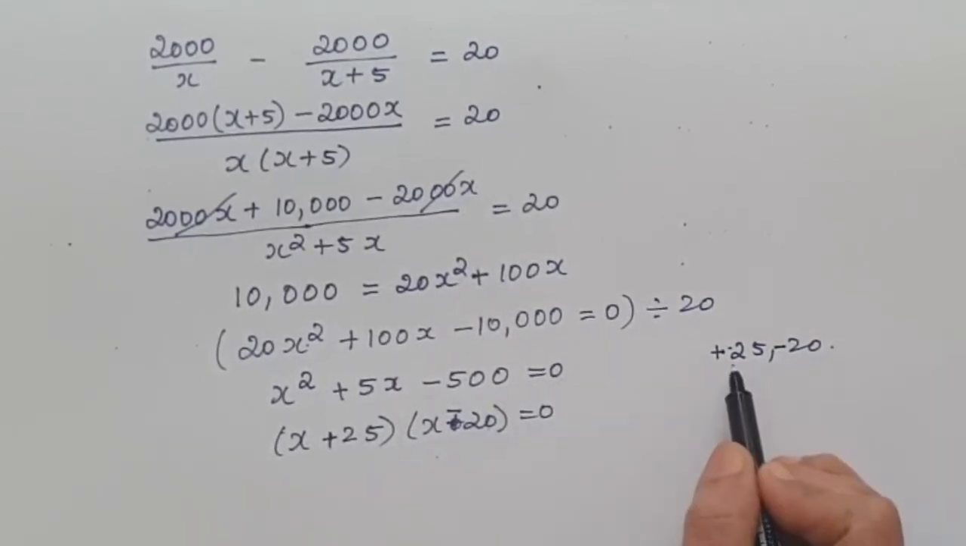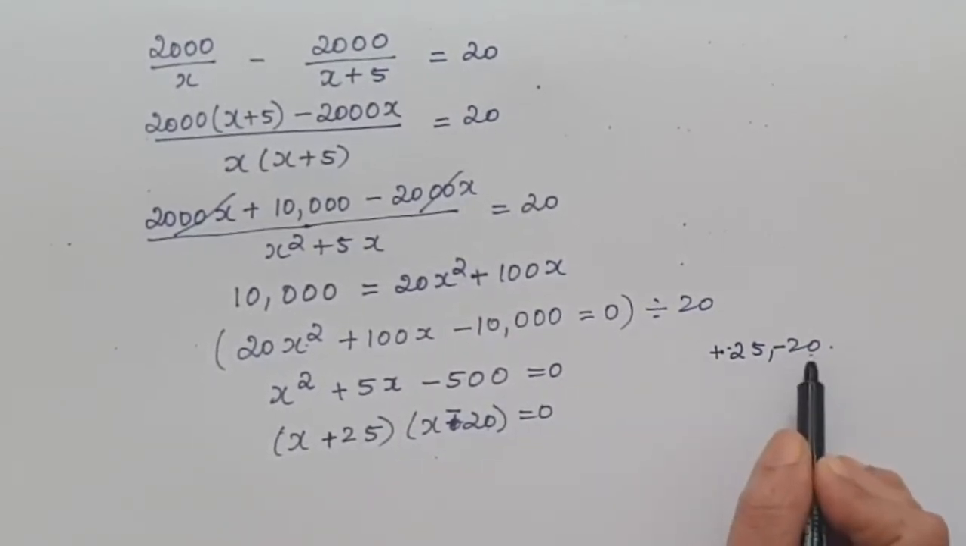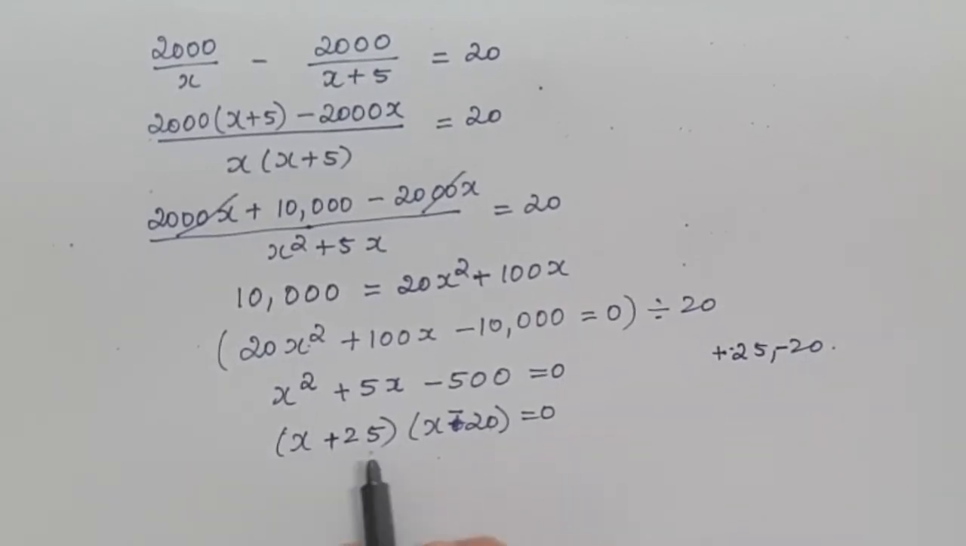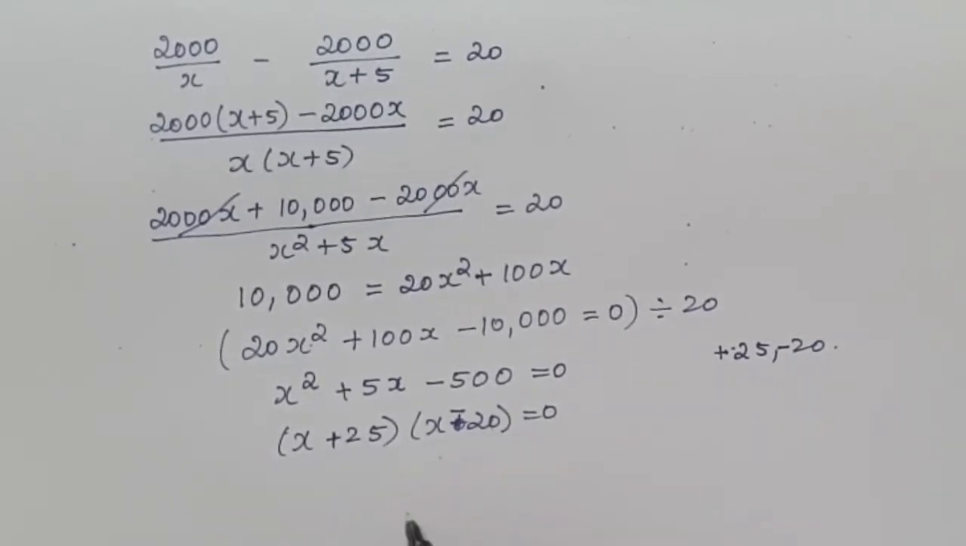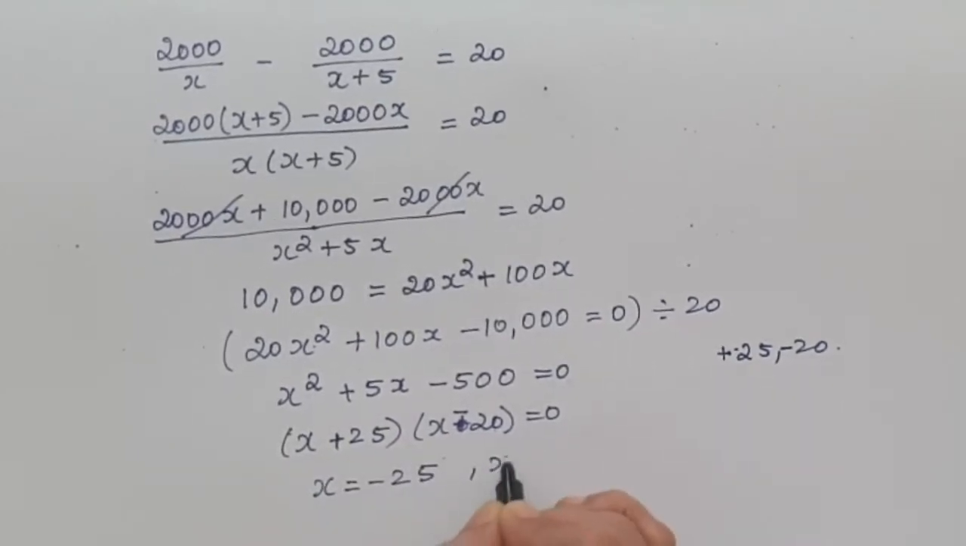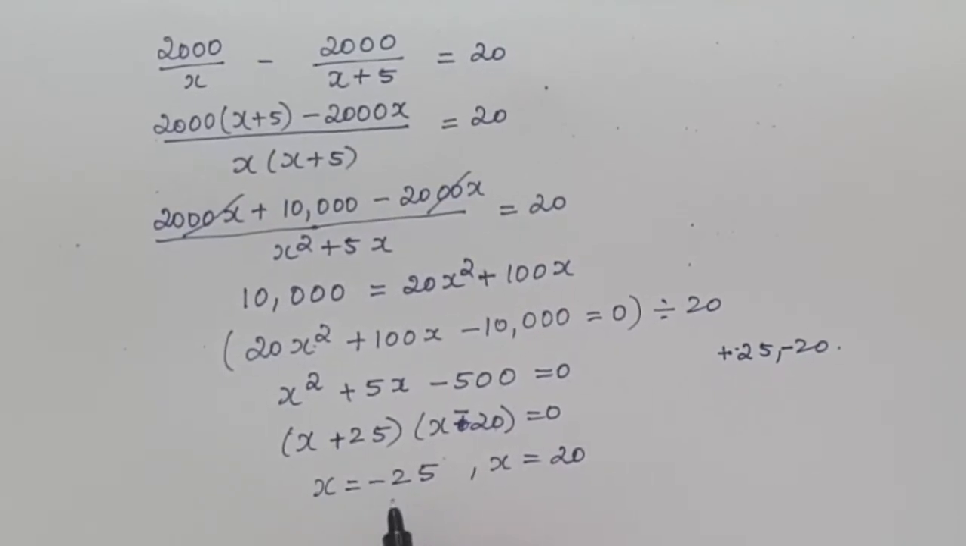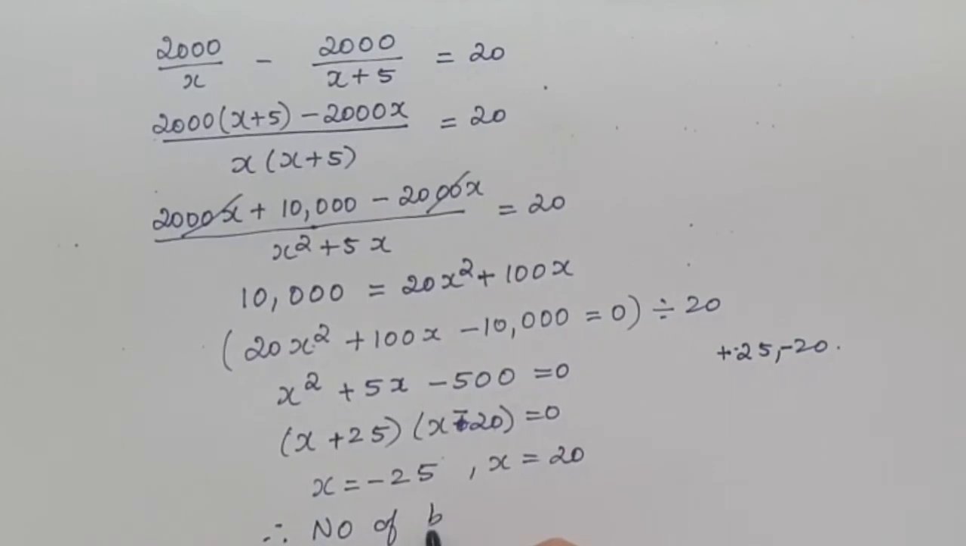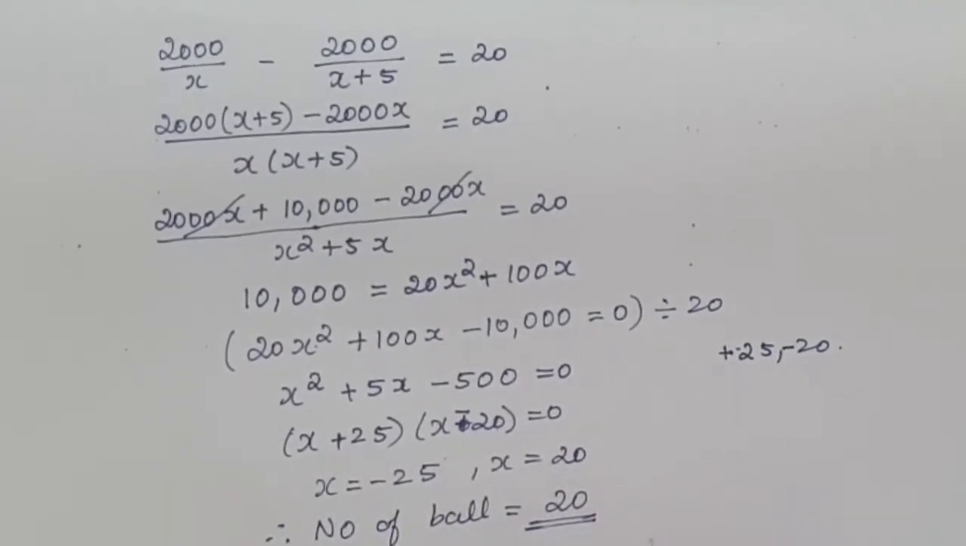The factors are 25 and negative 20. So we'll get it as (x plus 25)(x minus 20) equal to 0. So x will be equal to minus 25, or x will be equal to 20. Now the number of balls cannot be negative. Therefore, the number of balls he bought will be equal to 20. Thank you.